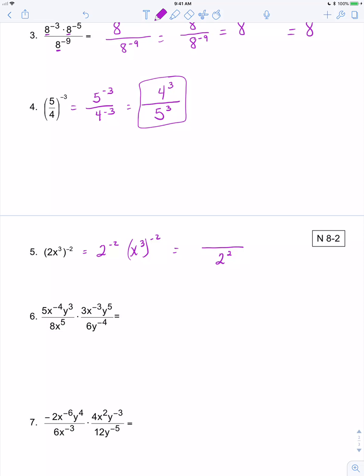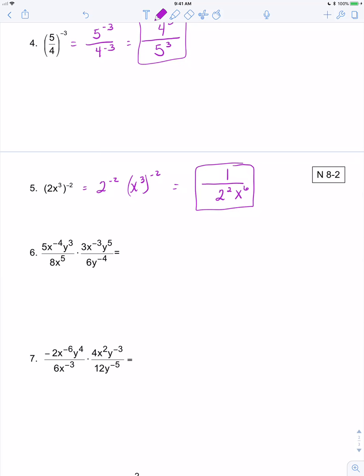Now x to the third times negative 2 means x to the negative 6 power. So x to the negative 6 also needs to go on the bottom so that it becomes x to the positive 6. Well, what do we have left to go on top? Since there's nothing there, we just have a 1. That 1 has to be up there if nothing else is.